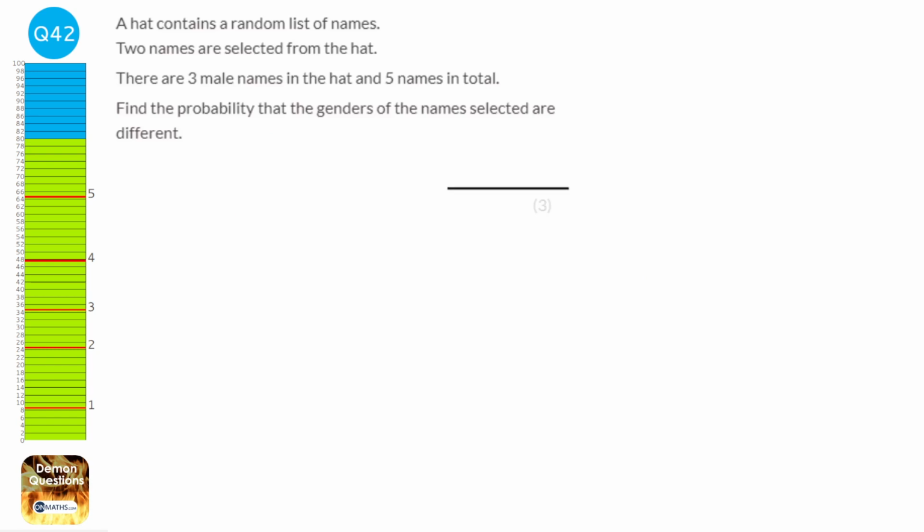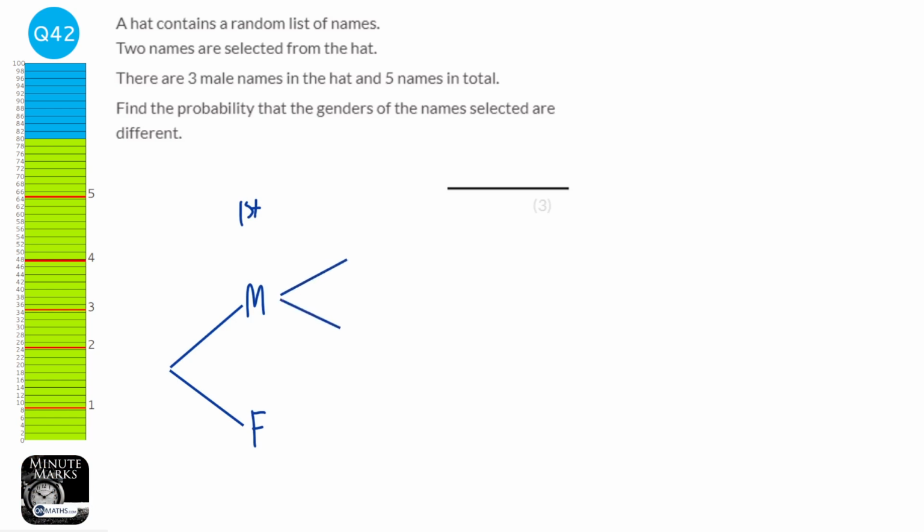So we're going to first of all draw a tree diagram for this information. You don't have to, but it is easier to understand what's going on. And so the first choice will be the first pick. It'll either be male or female, and the second choice will be the same, male and female.